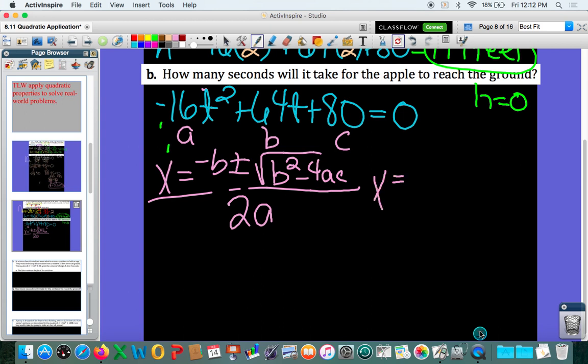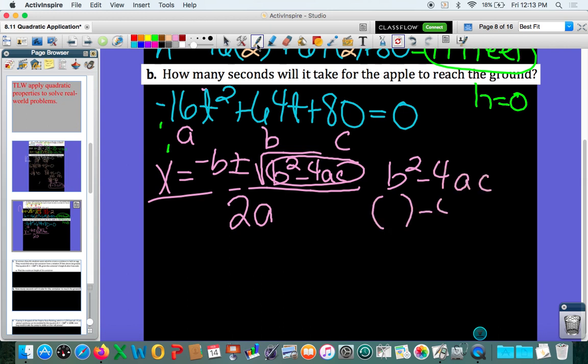x is equal to... Before I do that, I like to do my discriminant so I have fewer things to worry about. The discriminant is this part right here, b squared minus 4ac. So I'm leaving my spaces to plug in. I've got 64, I've got negative 16, and I've got 80. Excellent. And when I multiply that all out, I'm going to get a nice big number.